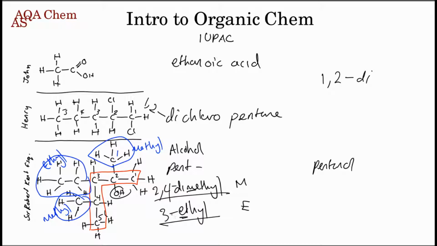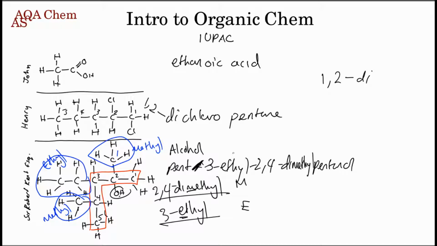But so, we have ethyl first, then methyl second. So, it will be 3-ethyl. And then, you have dash, because it's a number in the thing. 2,4, dash, dimethyl pentanol. Which is what Henry is. Henry is 3-ethyl 2,4-dimethyl pentanol. And that's one of the harder ones you'd really feasibly get.